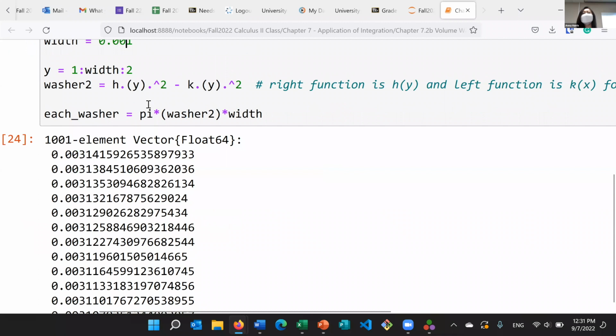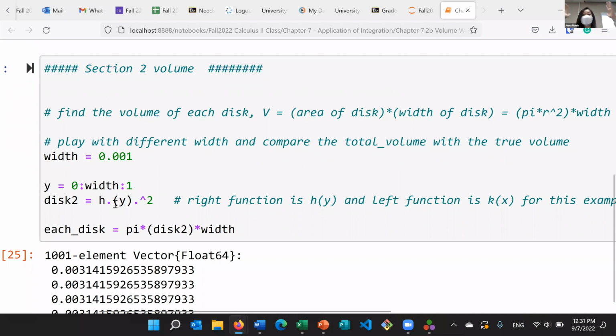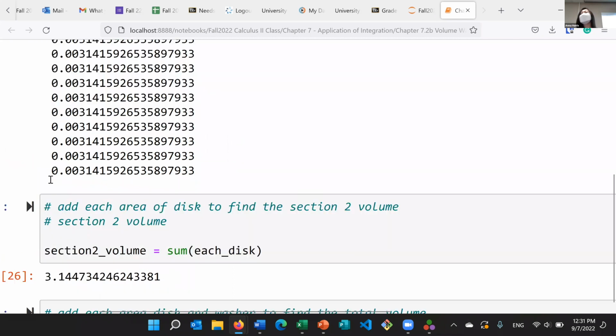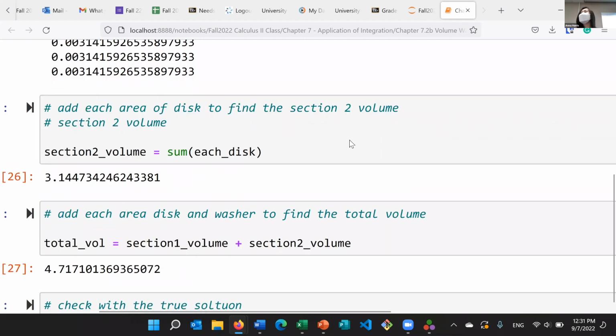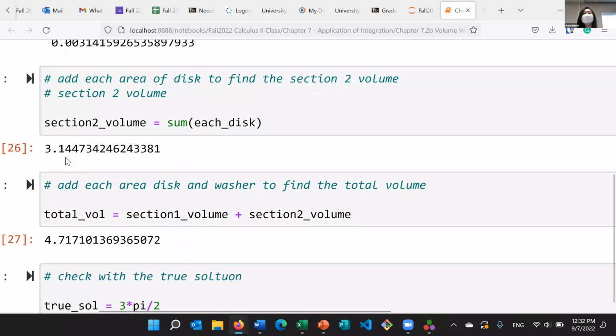So you run that and you get the sum to be 1.57. So for the upper part, the washer part, the volume is 1.57. Then I'm going to the second part. The second part is simply just 1, right? There's no subtraction, just that. So when you also do that, the total volume is 3.14, which we know, right? Pi is 3.14.